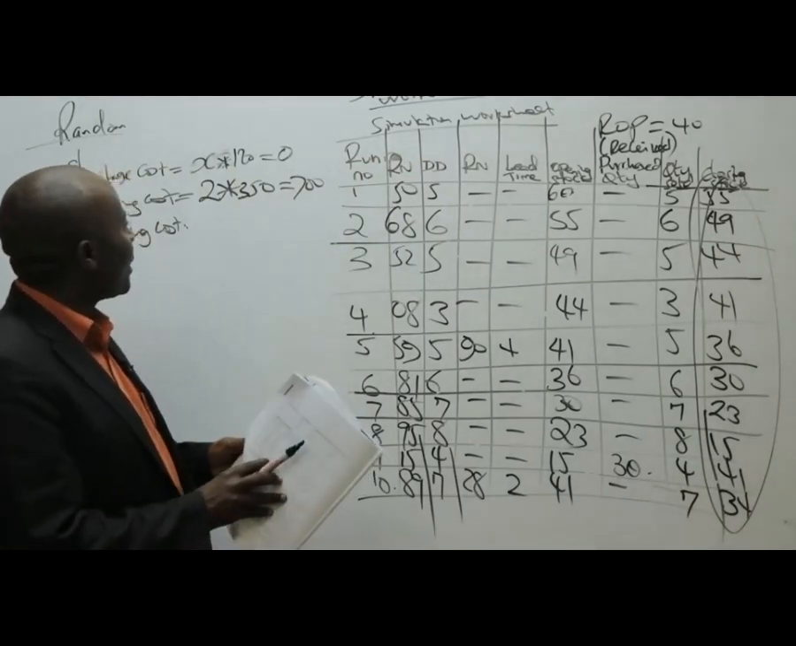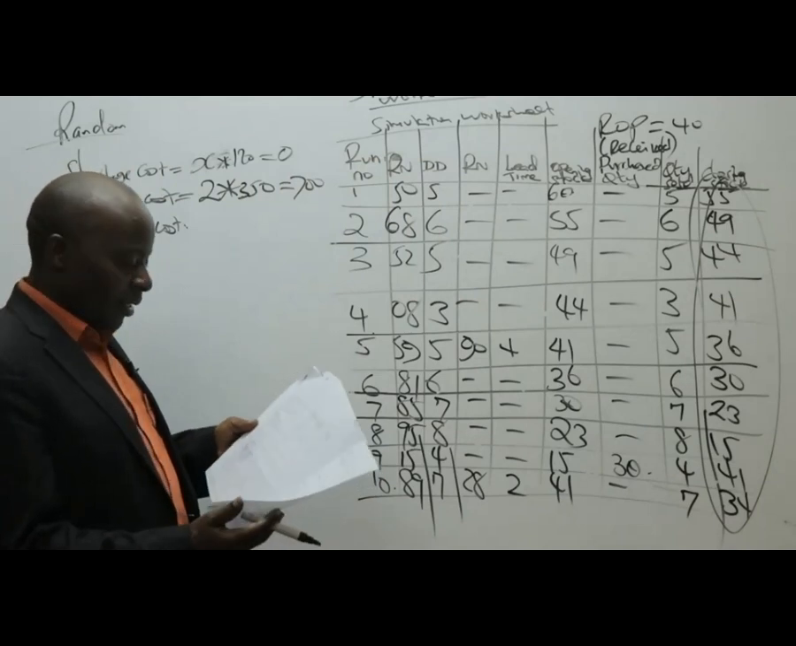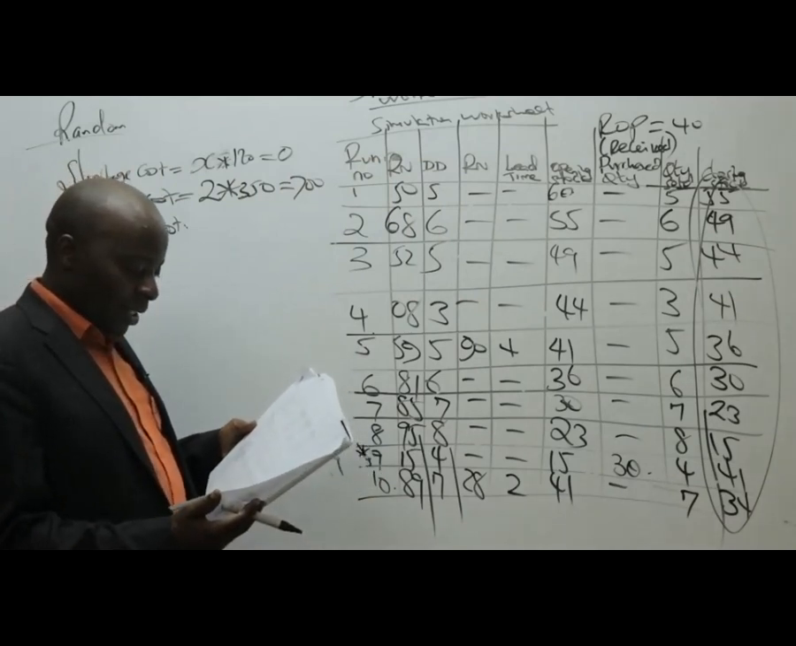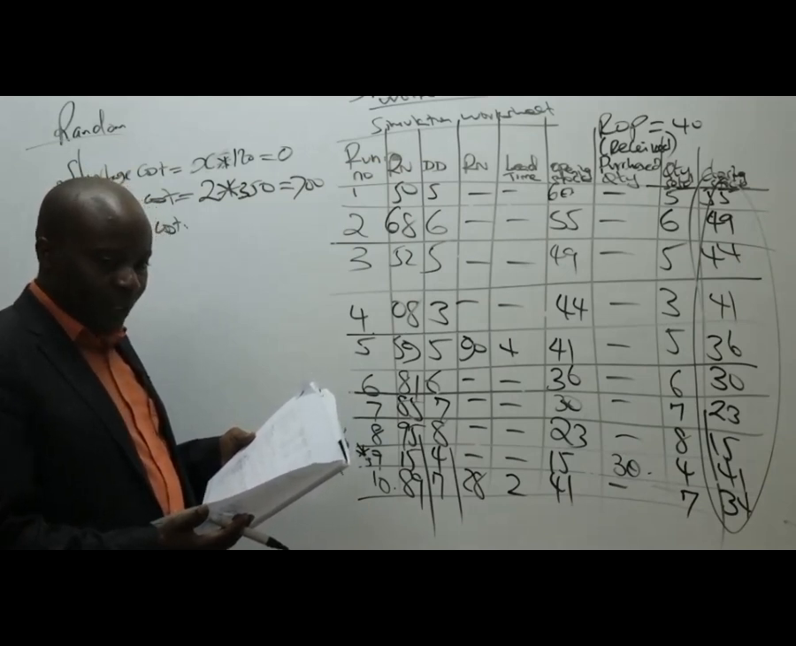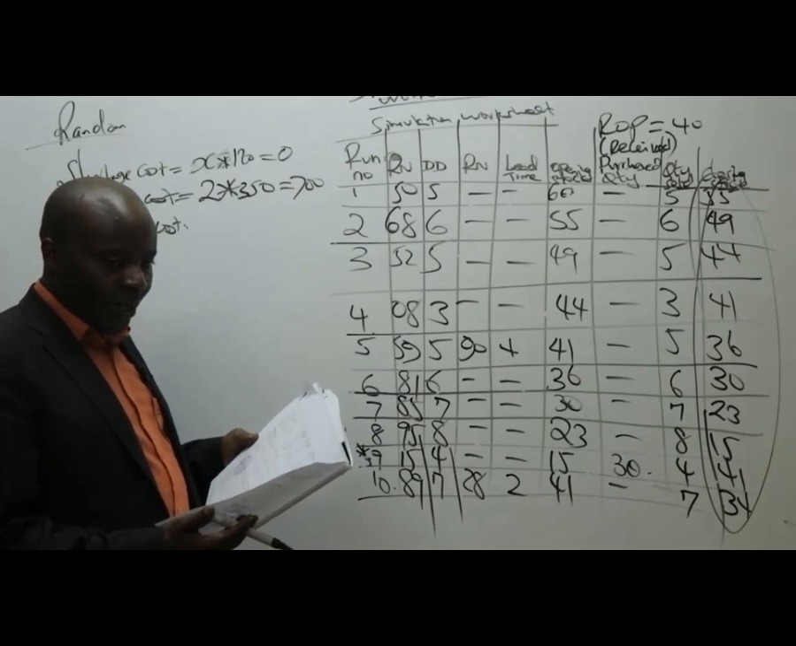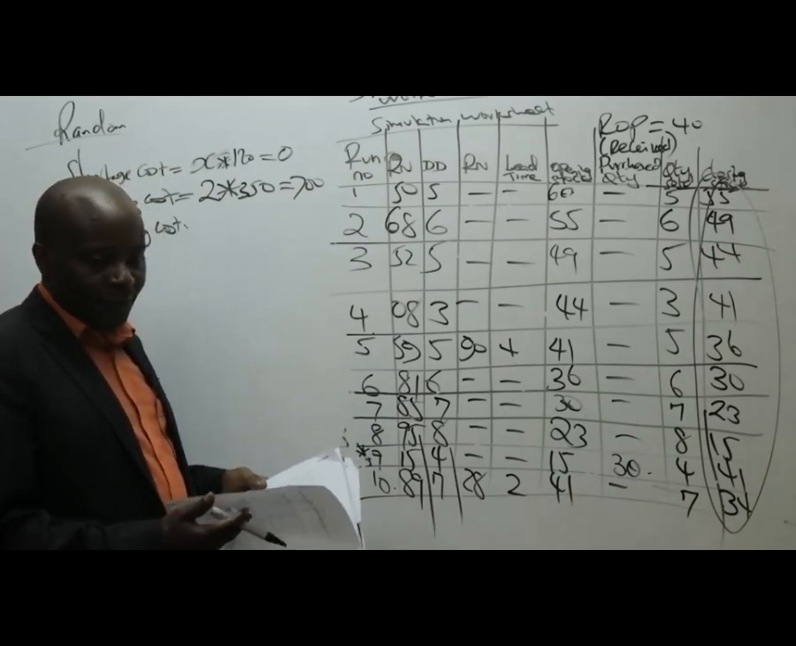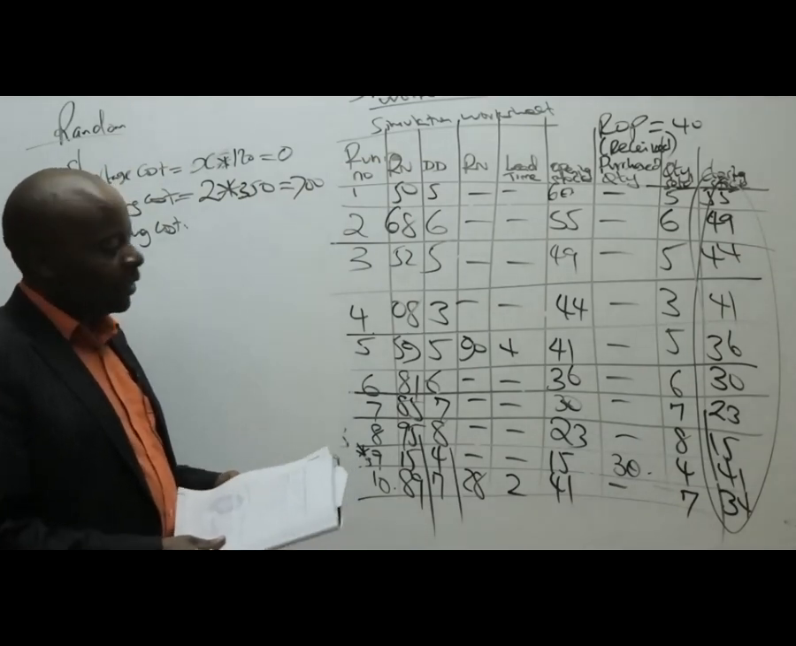350 times 60. The opening inventory at the beginning was 60. Holding cost is 35. Let's see. Remember, the holding cost per unit per week is 35.